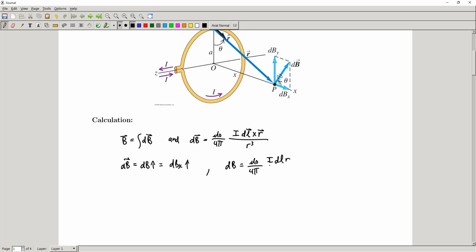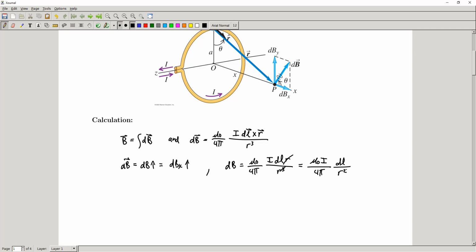And so we're going to have an r upstairs, and an r cubed in the basement from here. Well, this r and one of these r's are going to cancel, and we're just going to end up with a mu naught. I'm going to write the I over here, 4 pi, and we'll have a dl over r squared. Okay? So we have the magnitude of our dB.